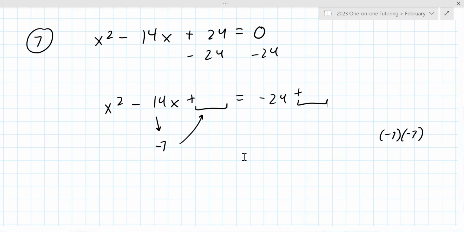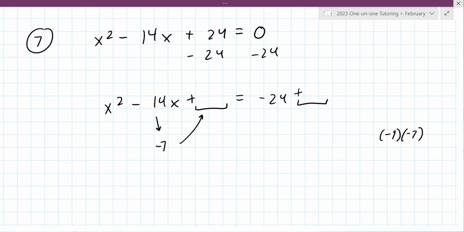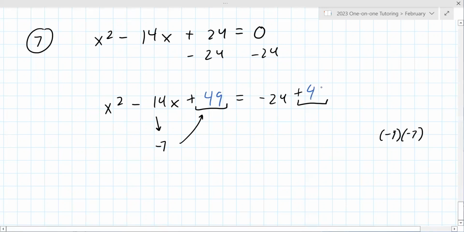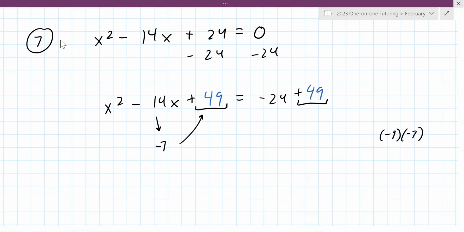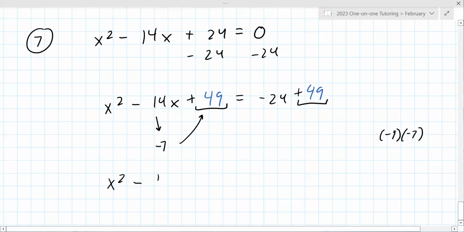So what is negative 7 times negative 7? Negative 49 or positive 49. Positive 49. So that's plus 49 on both sides. Now you have x squared minus 14x plus 49 equals 25.